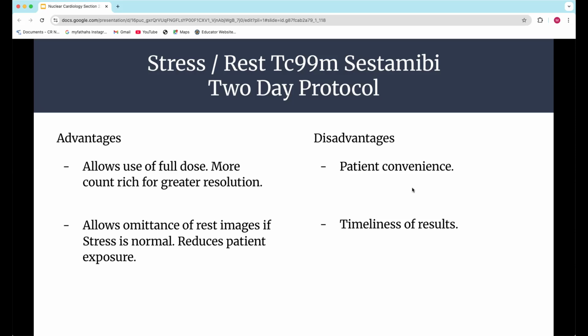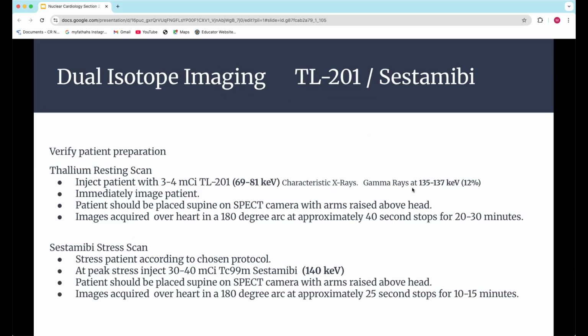There may be some areas out there that do it, but you probably won't see this a ton, and that's why. But you can see where people who were used to using thallium kind of adapted this protocol at first, but we developed some better protocols. One of them that people would do to try to make this work is a dual isotope. So they would use thallium and sestamibi.